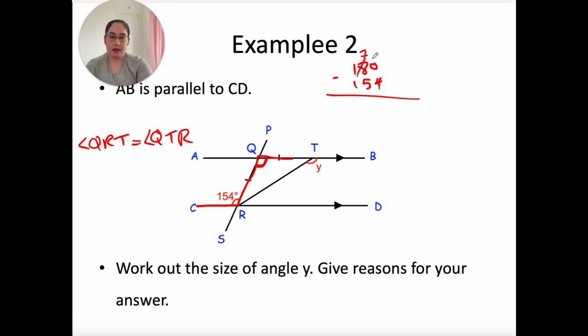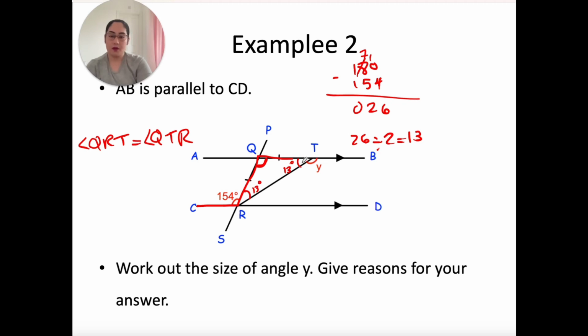So let's do that. We can't take away 4 from 0. We borrow 1 from this. That becomes 7. 10 minus 4 is equal to 6. 7 minus 5 is equal to 2. 1 minus 1 is equal to 0. So these two angles will add up to 26. So because we know that it's an isosceles triangle and they're exactly the same, we're going to split that into 2. So that gives us 13 degrees. So 26 divided by 2 gives us 13, which is what these two angles are.